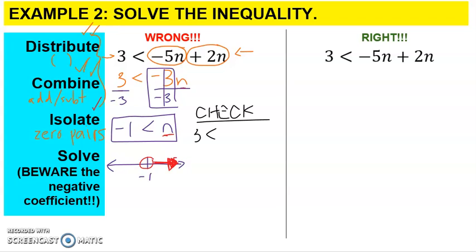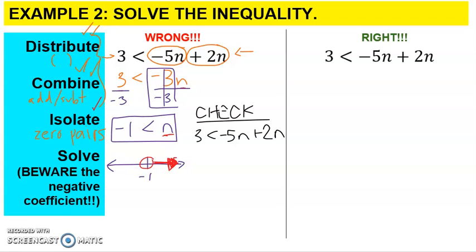So we say 3 is less than negative 5n plus 2n. All right, so I go through my whole process. No distribution, but I can combine these like terms. So I'm going to have negative 3n, and then I divide, sorry, whoops, I'm crazy right now. I don't want to go through and solve it. I want to check my work. Okay, so 3 is less than negative 5n plus 2n. You always start with the original.